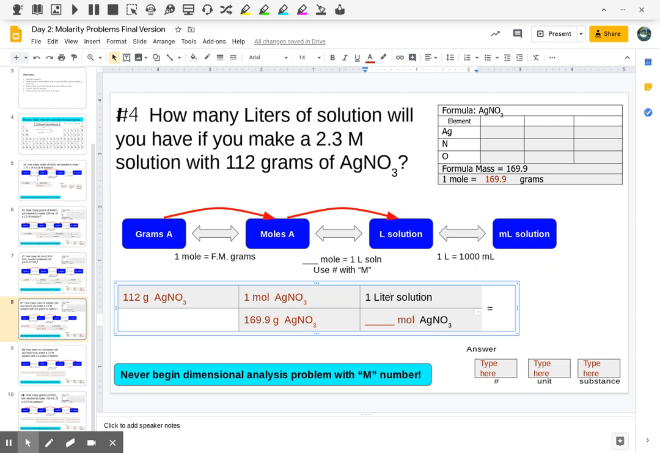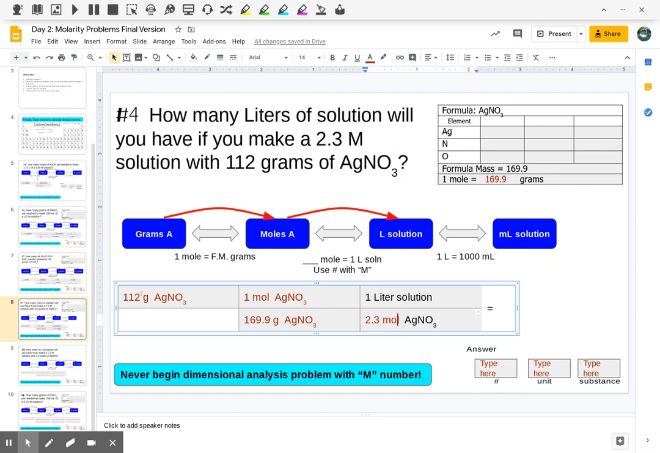And then when you go to liter, you'll notice in the blue box that it changes to the word solution. So that's why I put the word solution in here. And then the hint is blank mole equals 1 liter of solution. And it says use the number with capital M. If you remember, whatever the number is with capital M is the same as saying 2.3 moles per 1 liter of solution. So when we have our mole liter step, that's where we're going to get our mole number.